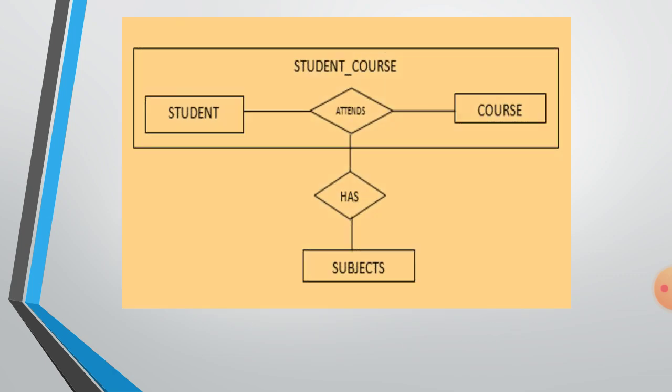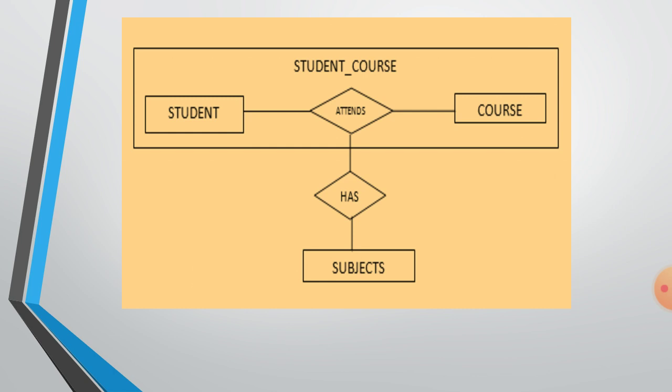So in this process we are applying the aggregation process. How do we apply it? If you observe this diagrammatic representation, the student attends a course, and the relationship between those two entities will be treated as an entity. So that's why that entire relationship is represented in a rectangle. That entire relationship will be treated as a single entity. That entity name is student course. That is one entity.